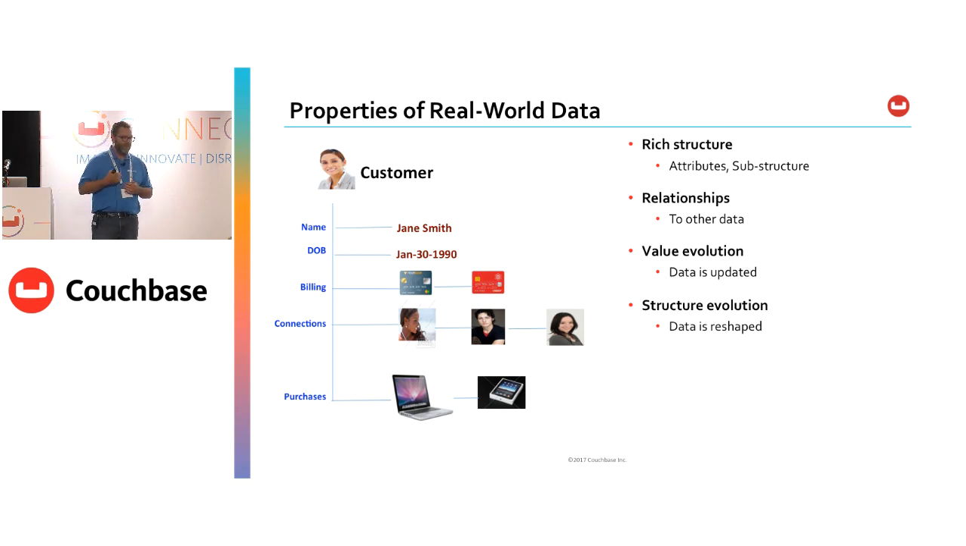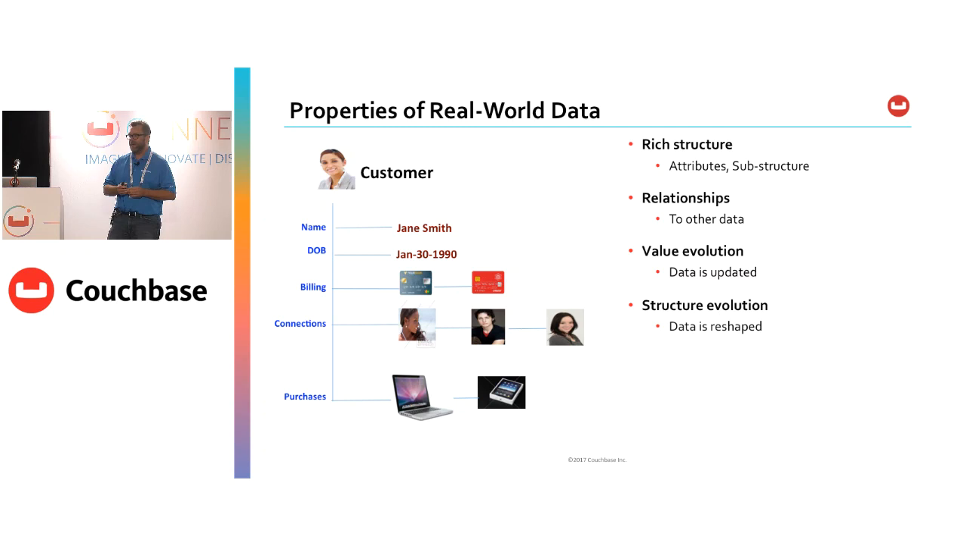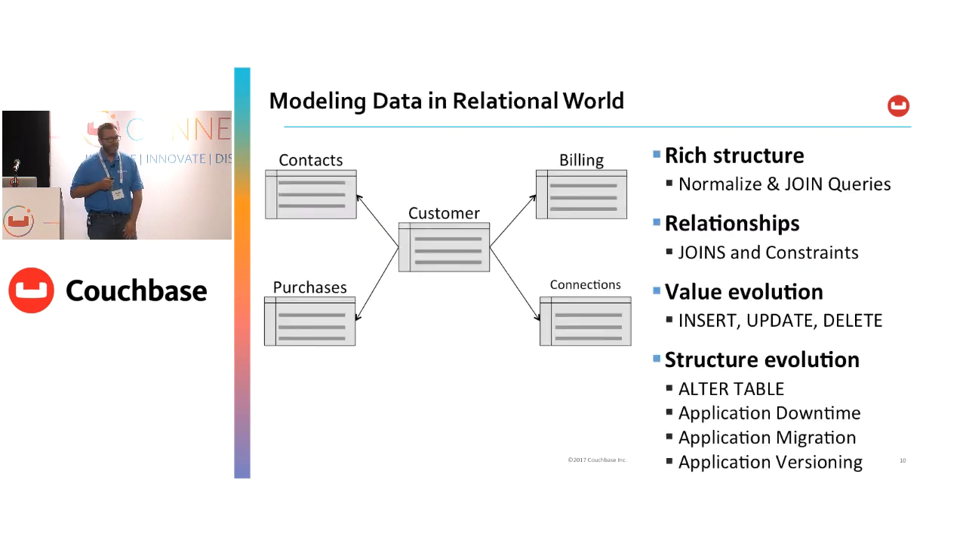And then the value of the data will change over time, right? We know over time the customer information will get updated. Perhaps this Jane Smith gets married, she changes her name, she adds a new credit card, she has more purchases, so the information will be updated over time. And then the structure will be updated over time as well, right? As we start to learn more about our customers, we may have additional information that we need to track, which will cause us to change the structure of our data.